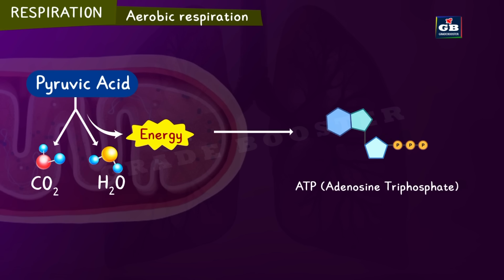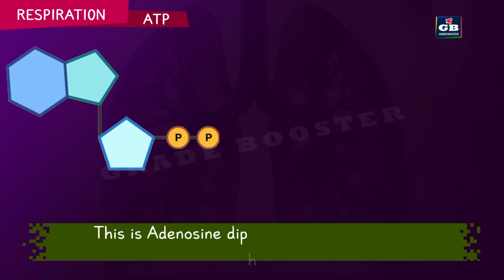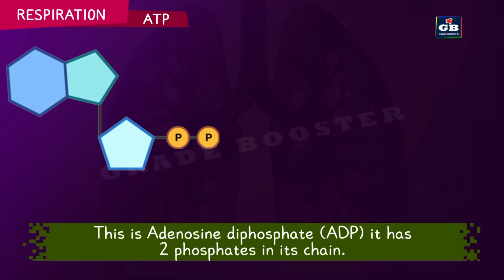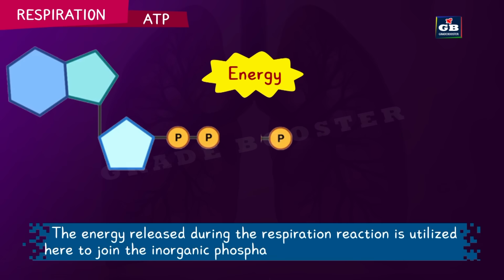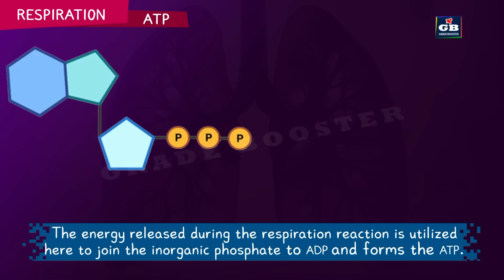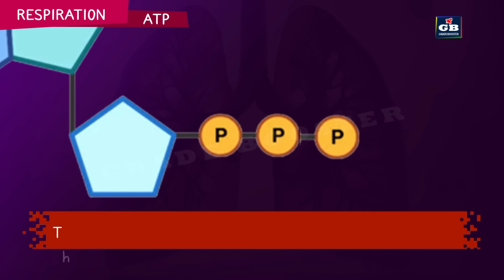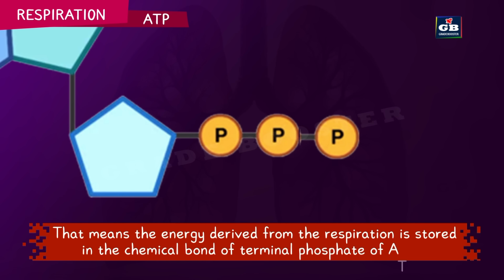ATP means adenosine triphosphate. Let's see how an ATP molecule is made. This is adenosine diphosphate, that means it is ADP. It has two phosphates in its chain. And this is an inorganic phosphate. The energy released during the respiration reaction is utilized here to join the inorganic phosphate to ADP and form ATP. It has three phosphates.